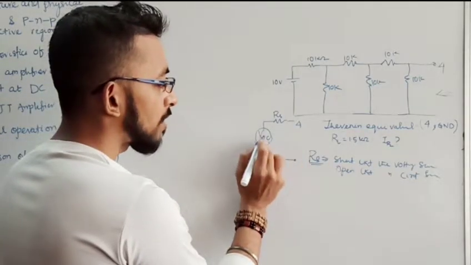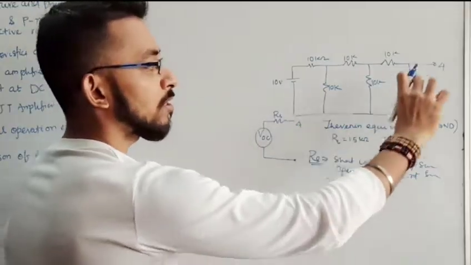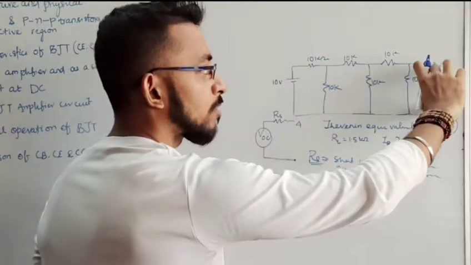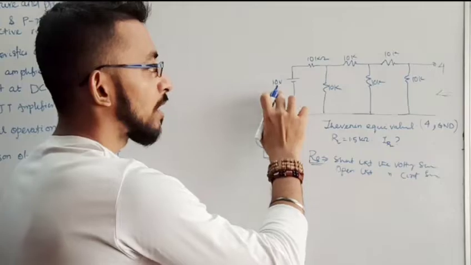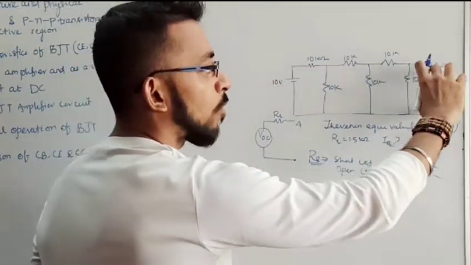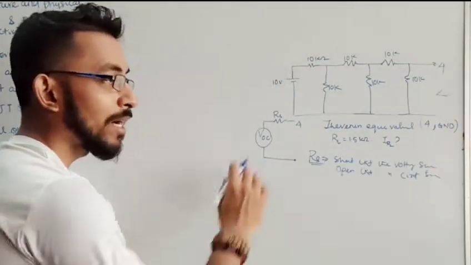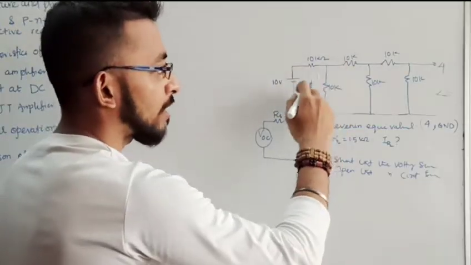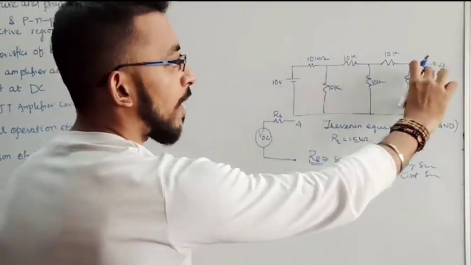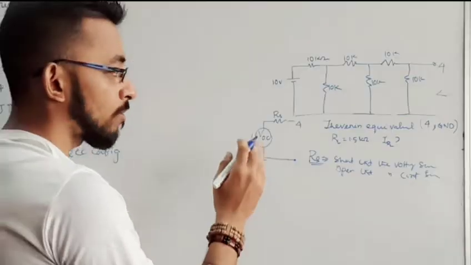Now, how to find this VOC? This VOC is nothing but the open circuit voltage between this fourth terminal and ground. If 10 volt is applied, then we have to find the open circuit voltage across it. By applying the voltage divider rule, Kirchhoff's current law or voltage law, we have to find the voltage across here. So let's solve this one.